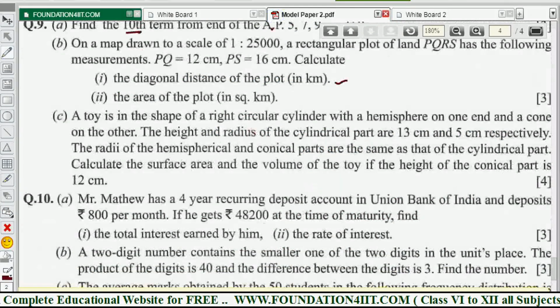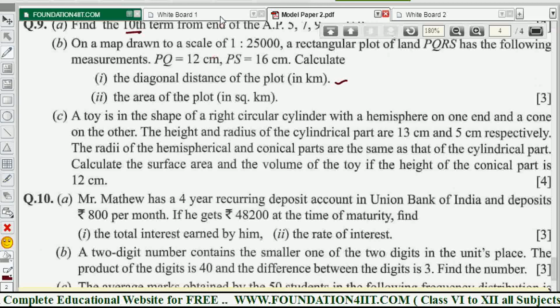A toy is the shape of a right circular cylinder with a hemisphere at one end and a cone at the other end. Okay, one side is the cone and one side is the hemisphere for the cylinder. The height and radius of the cylindrical part are 13 and 5 respectively. The radius of the hemisphere and cone part is the same as the cylindrical part. Calculate the surface area and the volume of the toy if the height of the conical part is 12 centimeters.